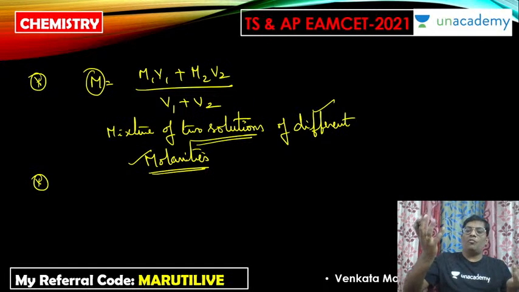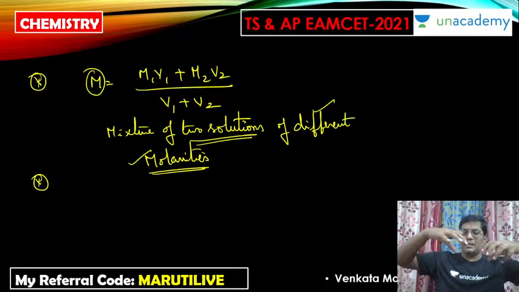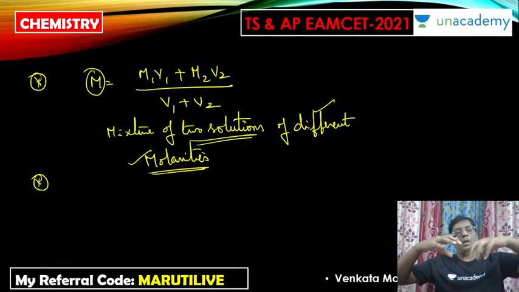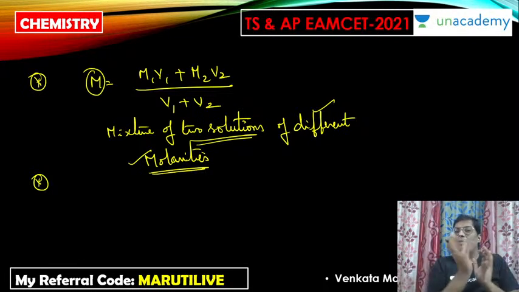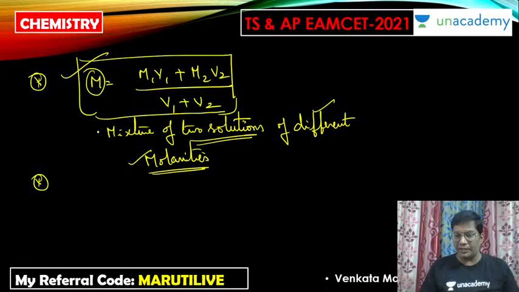I am adding one solution to the other solution. Here the volume is different, molarity is different. Suppose it forms a mixture. I want to calculate the resultant mixture molarity, the concentration of the resultant mixture. How can I calculate it? This is the formula. M is equal to M1V1 plus M2V2 by V1 plus V2.